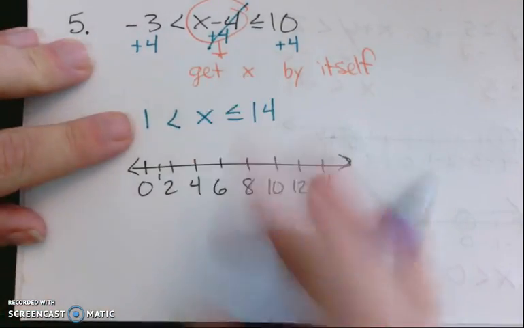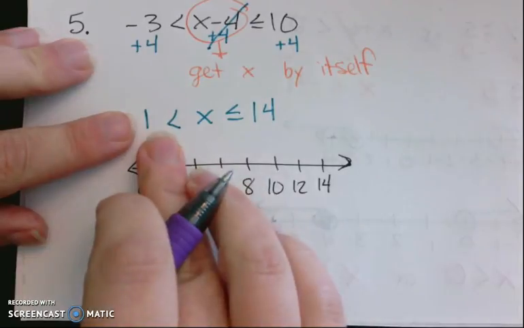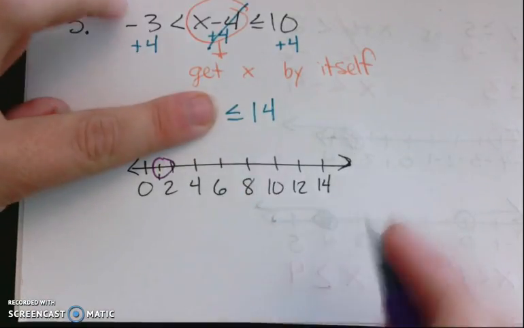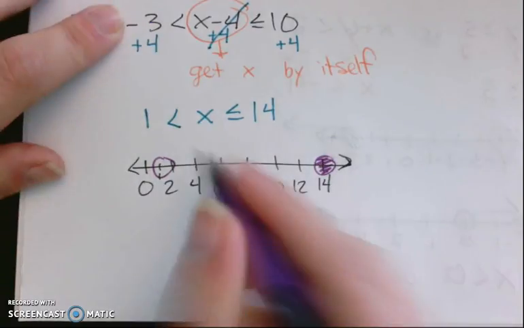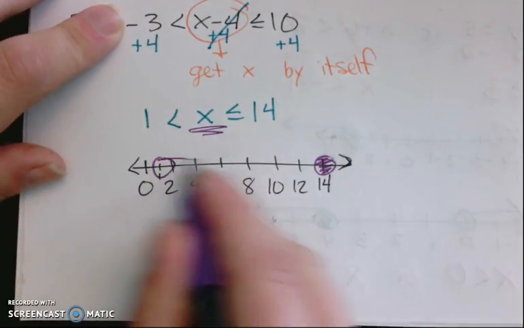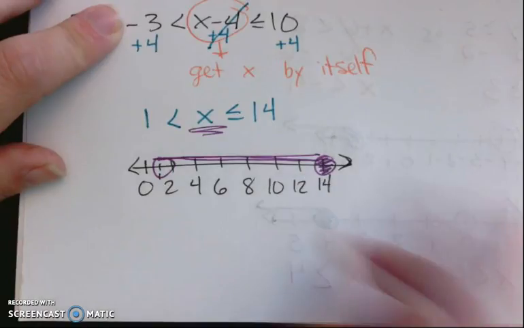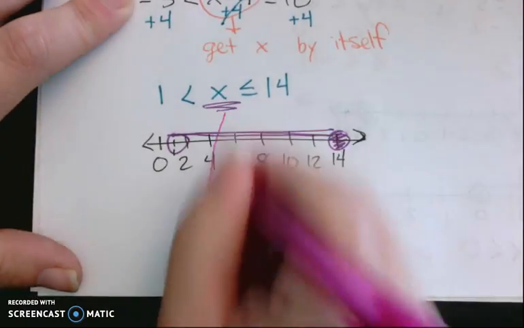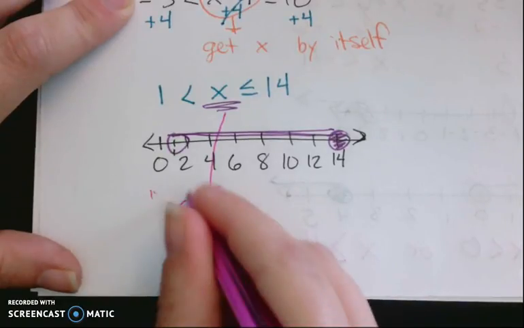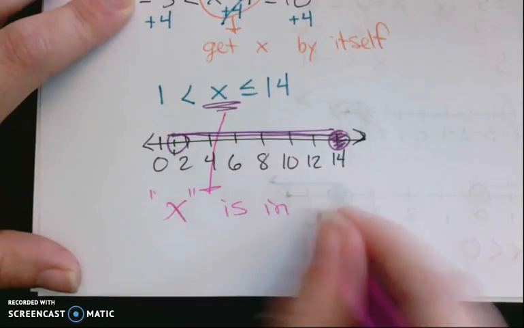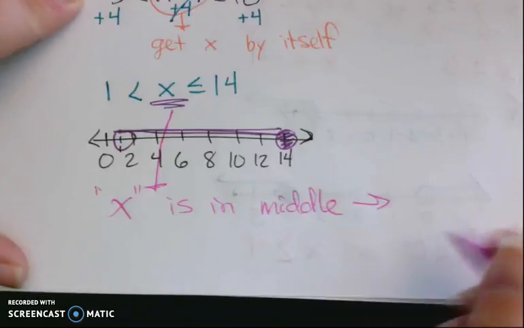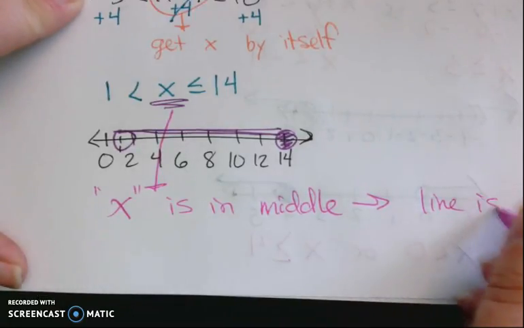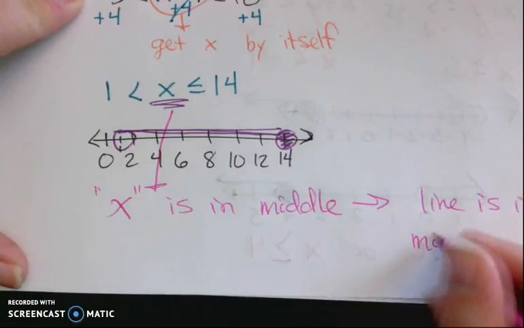I circle the 1. I don't fill it in. Now look at this part. I circle the 14. I do fill it in. It has that line underneath. And think about this. If x is in the middle, your line's in the middle. You just connect it. That's kind of like the shortcut, the trick. Right here, your x is in the middle. That means your line is in the middle. So you just connect the dots.